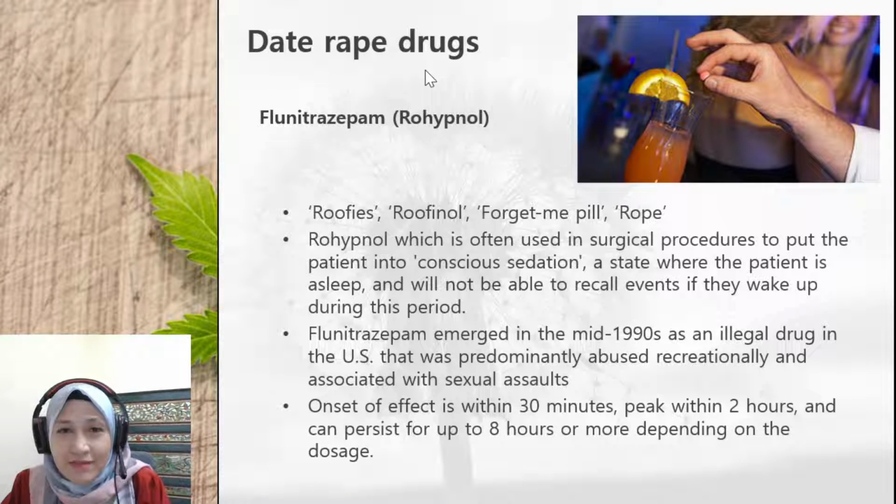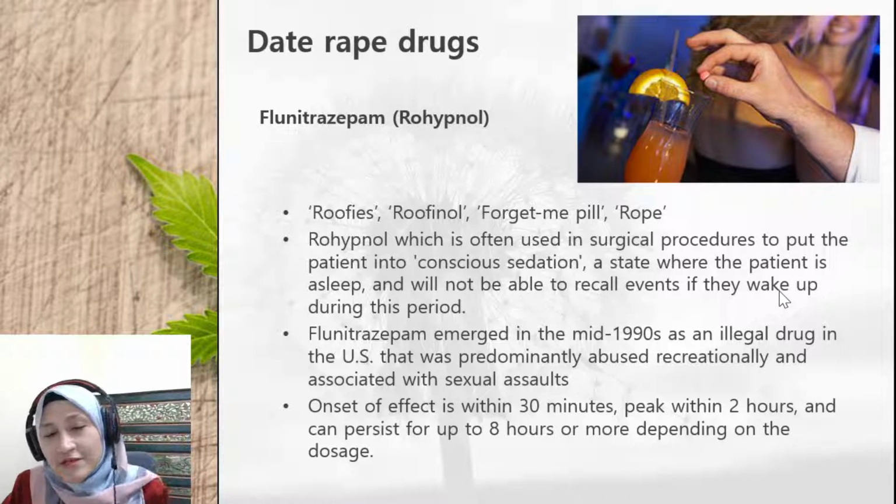What are the date rape drugs actually? What are the types of drugs that are usually used as date rape drugs? The first example here is flunitrazepam. We also call it Rohypnol, and the nicknames are roofies, rufinol, forget-me pill, or rope. It is often used in surgical procedures to put patients into conscious sedation, in which the patient is asleep and will not be able to recall events if they wake up during this period.